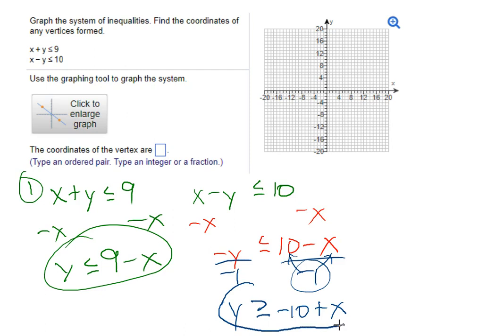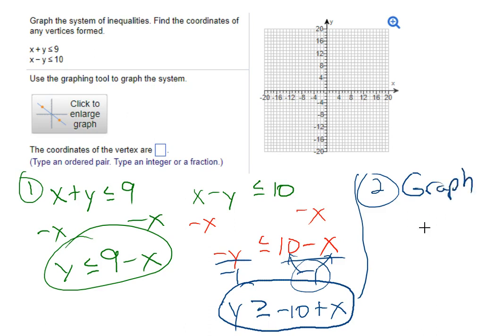So that's solving the second one for y. The second step is to graph these as if they were equations. So we're going to graph y equals 9 minus x, and we're going to graph y equals -10 plus x. We're going to graph both of them. I'm just going to verbally go through the process of graphing this without writing out all the details.